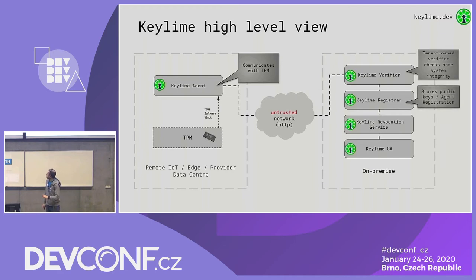The registrar is relatively simple. It's a database. It's where we store the agent IDs, their unique IDs, their operational state. And we also keep the public keys of the TPM vendors. So normally they'll provide an intermediate certificate, which can then be used to vouch that a TPM is actually a real TPM, and it's not a spoofed actor pretending to be a TPM.